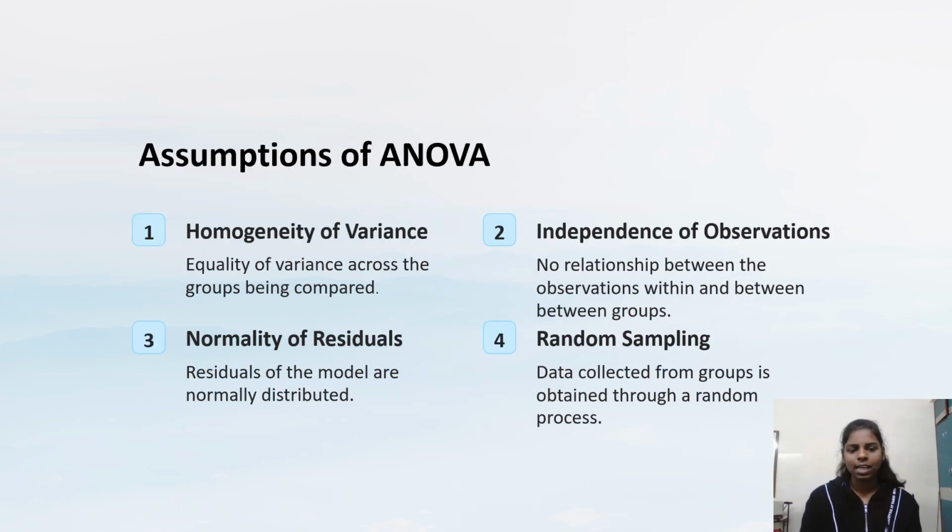Now let us see the assumptions of ANOVA. Homogeneity of variance: equal variance across the groups being compared. Independence of observations: no relationship between the observations within or between groups. Normality of residuals: residuals of the model are normally distributed. Random sampling: data collected from groups is obtained through a random process.